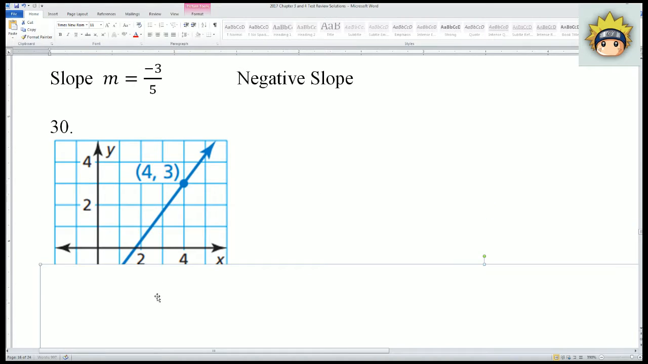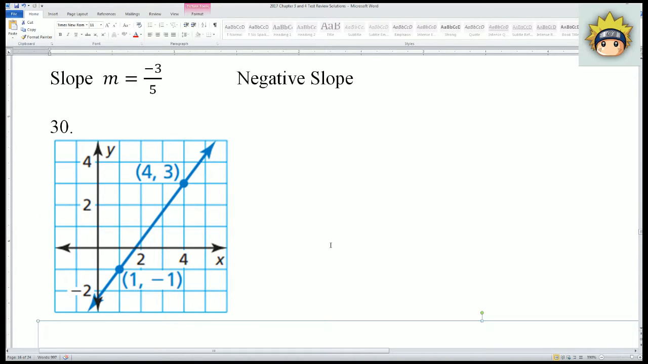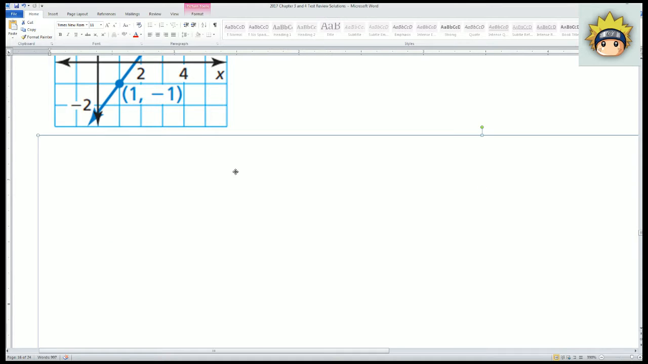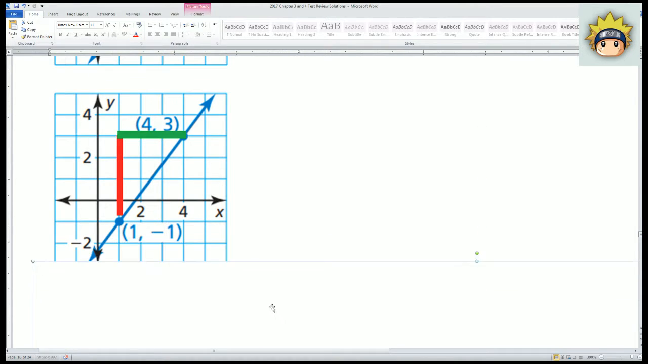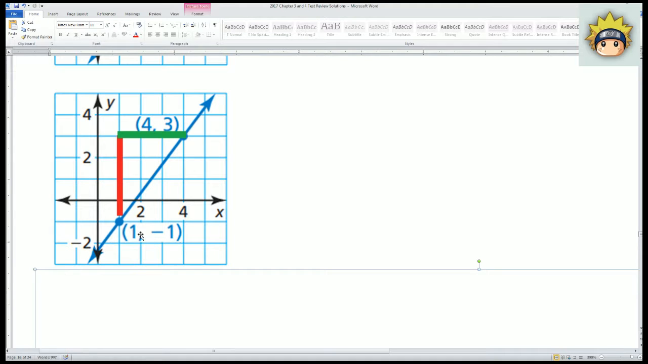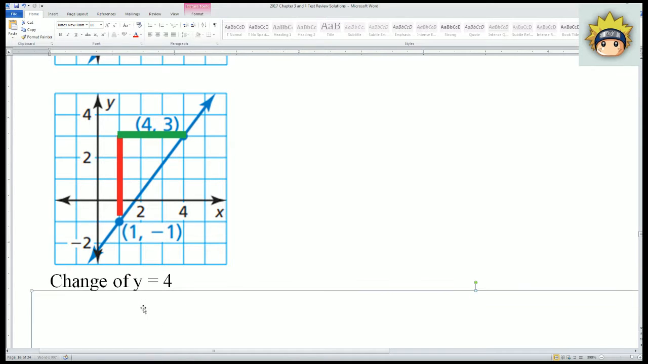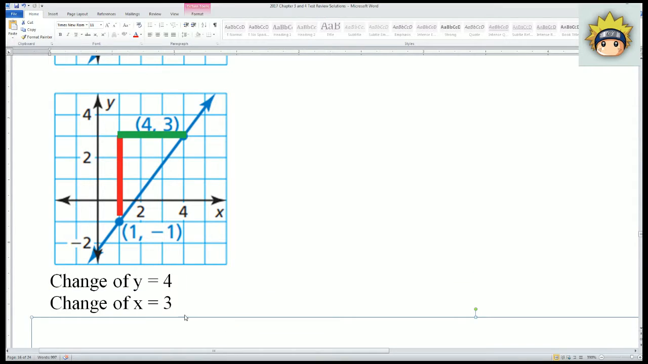Number 30, we have this graph here as well. You can pause the video if you would like to attempt this. Remember, you should count. Alright, so I graphed it here, and I saw that from this point to this point, I go up 1, 2, 3, 4. So my change of y is equal to 4. Next, from this point, I count to the right. 1, 2, 3. It's to the right, so it's +3. So that is my change of x is equal to 3.